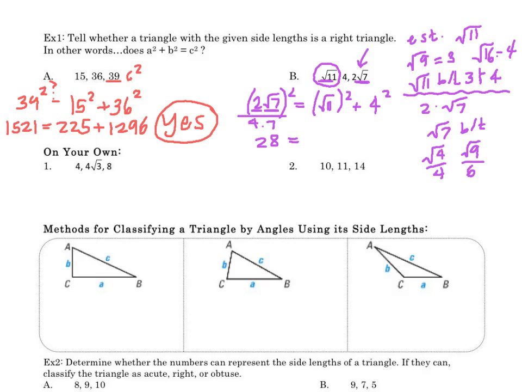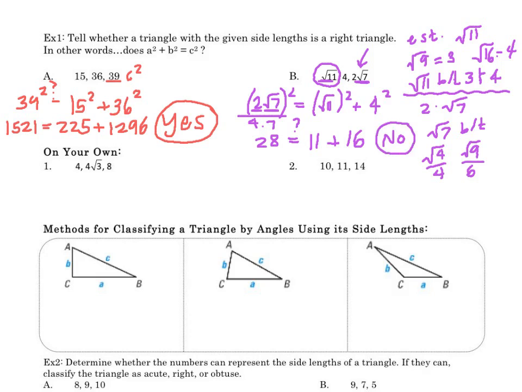If you get 14, you did something wrong. You need to go back and put parentheses in. Squaring the square root of 11, if you square a square root, it cancels it out. So the square root of 11 squared is 11, and 4 squared is 16. Okay, so is this true? Does 11 plus 16 equal 28? No, it doesn't. It equals 27. So this is not a right triangle.